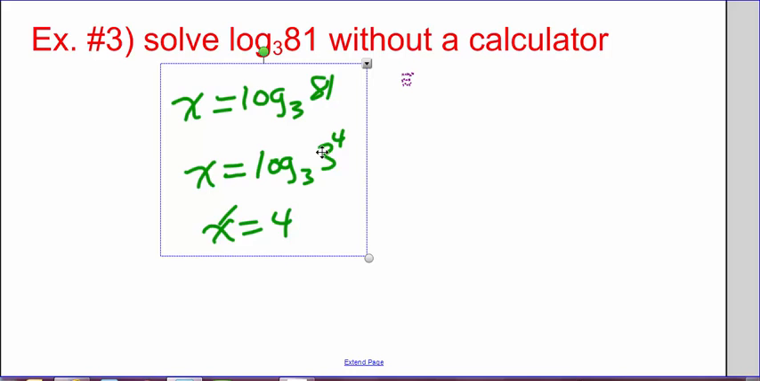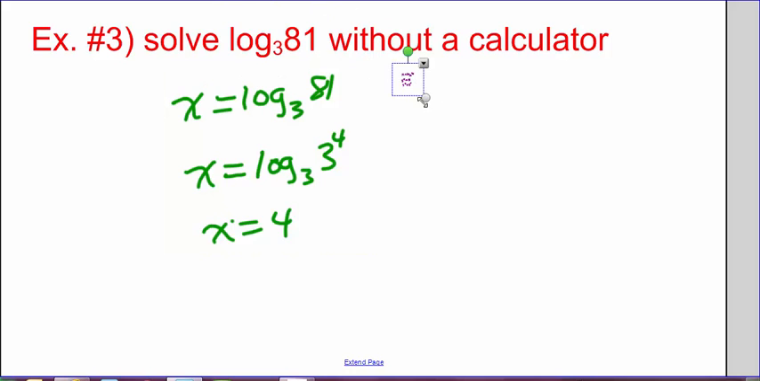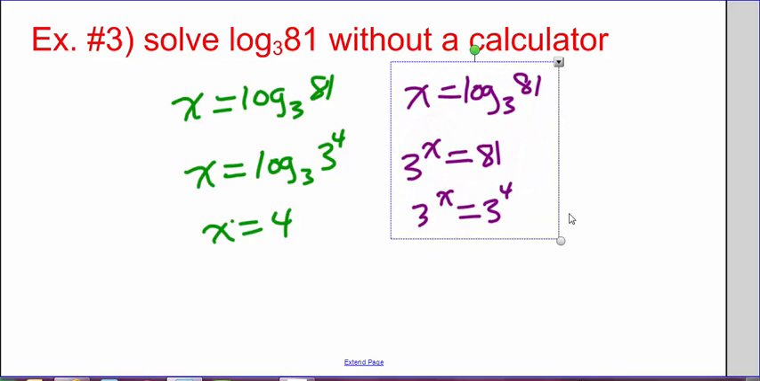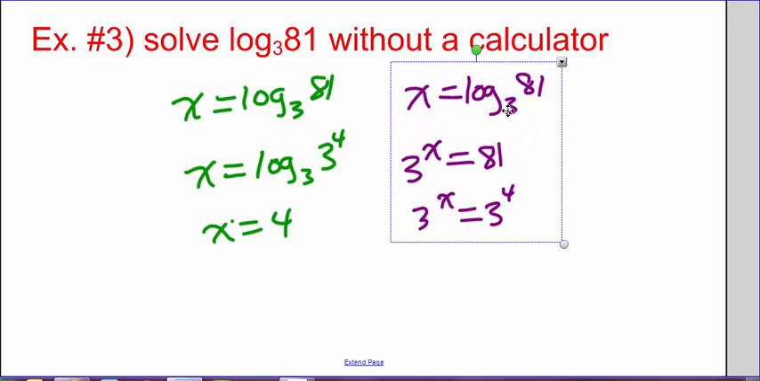And then again, what it's asking me really is find the exponent on 3 that gives me the 81. The other possibility is just to rewrite it as an exponent. So if x equals log base 3 of 81, that's really the same as the base 3 to the exponent x being 81.